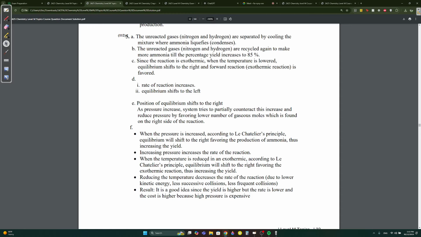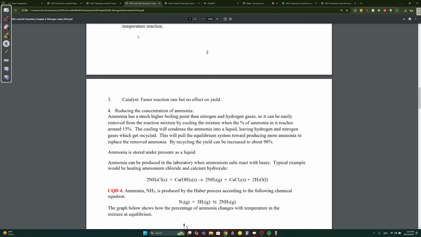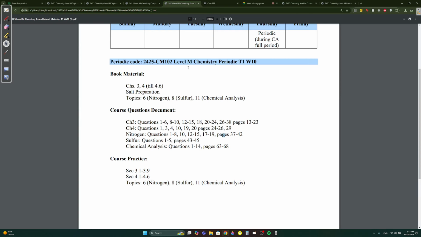Okay. But then they also said increasing pressure increases the rate. It's a good idea, but it's expensive. Okay, but obviously you have to explain all this. I doubt they're going to get this because it needs equilibrium. We don't have equilibrium. Where's the material? 1 to 8, 10.